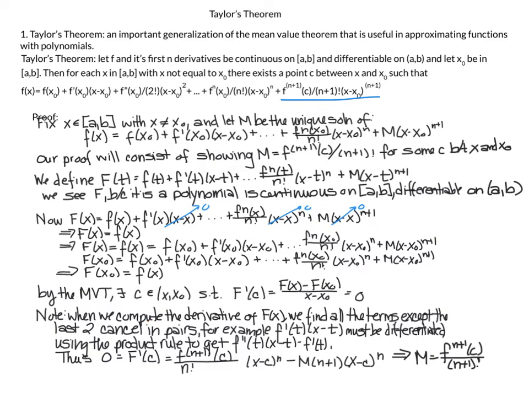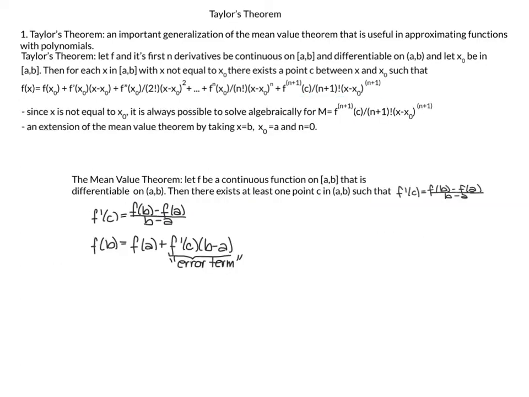So that will be our f of n plus 1 evaluated at c over n factorial, x minus c to the n, minus m n plus 1, x minus c to the n. Since this subtraction is equal to 0, that must mean these two numbers are equal, and so we have m is equal to f of n plus 1 evaluated at c, over n plus 1. And thus we have completed our proof.